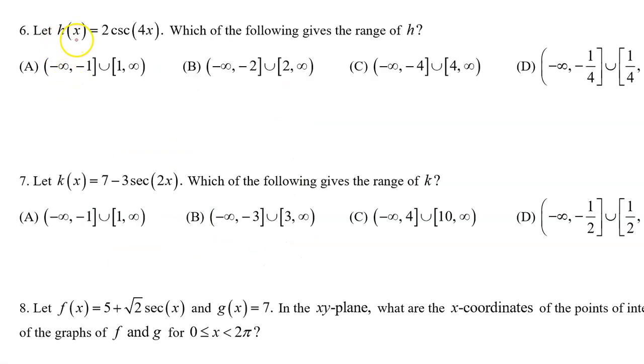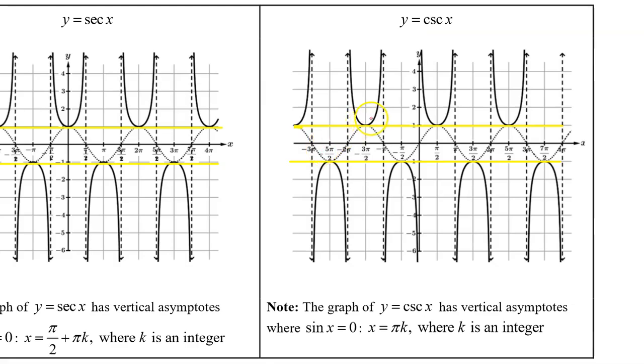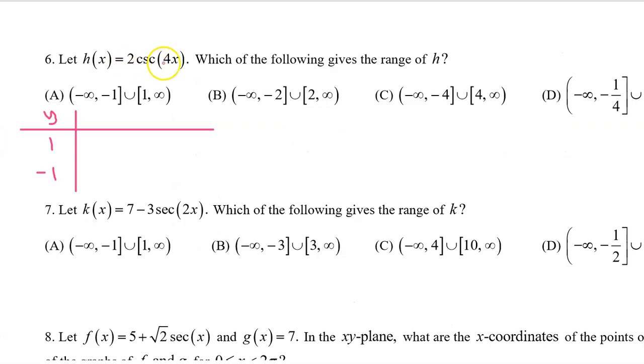Number 6, let h of x equal 2 times the cosecant of 4x. Which of the following gives the range of h? In a previous video, we learned that the range of the parent function cosecant x goes from negative infinity to negative 1, union 1 to infinity. Focus on the key y values of 1 and negative 1. Let's see how the transformations that create h of x affect these key y values.